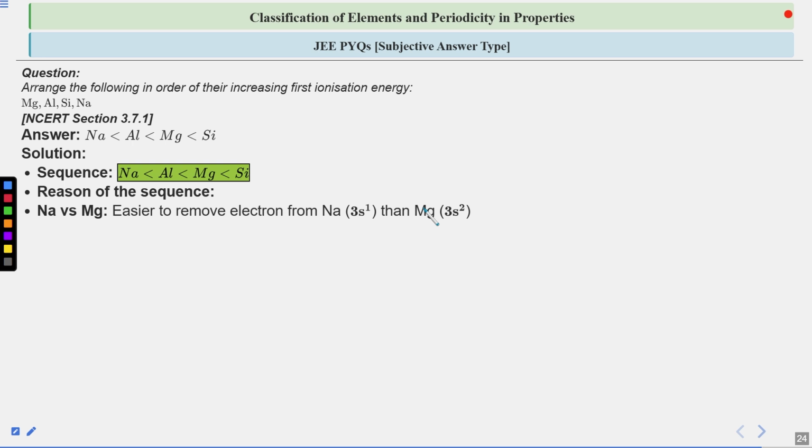Okay, so this is the general trend. Why am I saying it? Because as you move from left to right in a period, the ionization potential increases. So magnesium will ideally have a greater ionization potential. But your sodium gets a noble gas configuration after removal of one electron, and as a result, sodium will have a lesser ionization potential than magnesium.